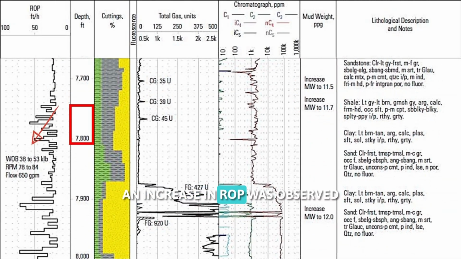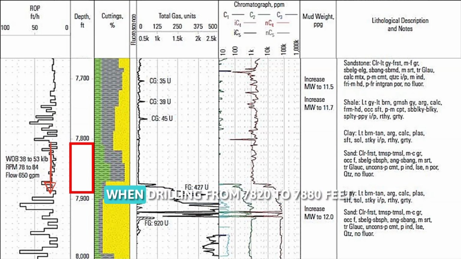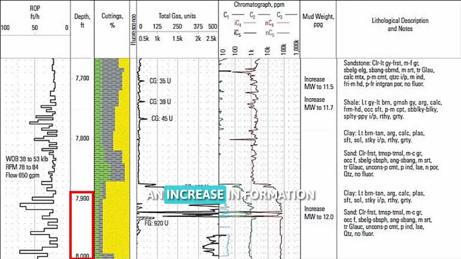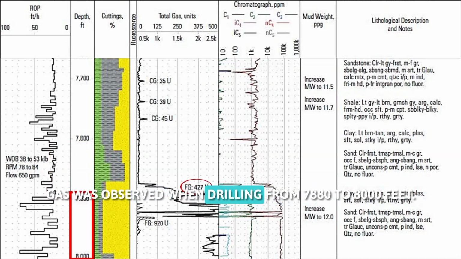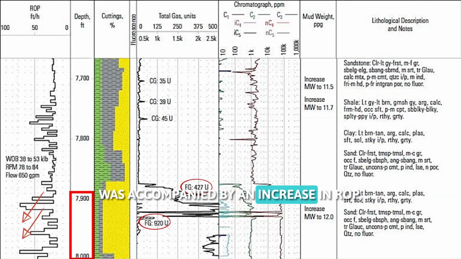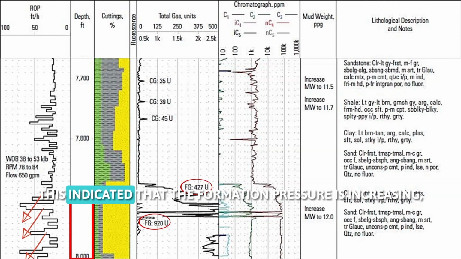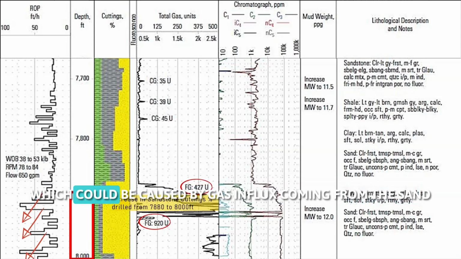An increase in ROP was observed when drilling from 7,750 to around 7,820 feet. The ROP returned to the average trend when drilling from 7,820 to 7,880 feet. An increase in formation gas was observed when drilling from 7,880 to 8,000 feet. The increase in formation gas was accompanied by an increase in ROP, which is also known as drilling break. This indicated that the formation pressure is increasing, which could be caused by gas influx coming from the sand column drilled.